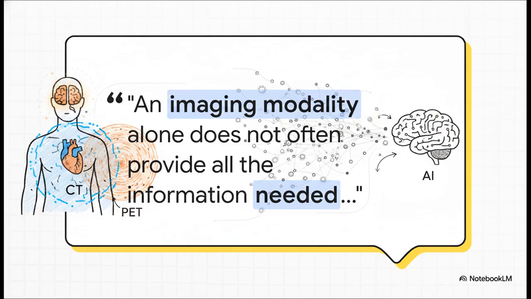The Lee paper reiterates our core problem with this powerful quote. An imaging modality alone does not often provide all the information needed to ensure accurate clinical diagnosis. But here's where it gets super exciting. AI doesn't look at images the way you and I do. When an AI classifier looks at a fused CT and PET scan, it's finding hidden synergies, deep statistical correlations, and microscopic patterns between those modalities that are entirely invisible to traditional human analysis.